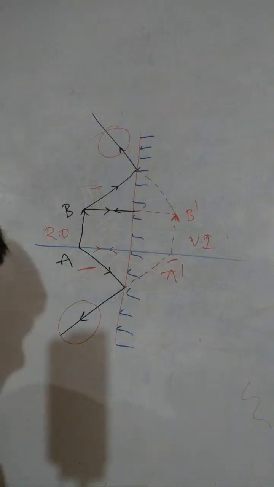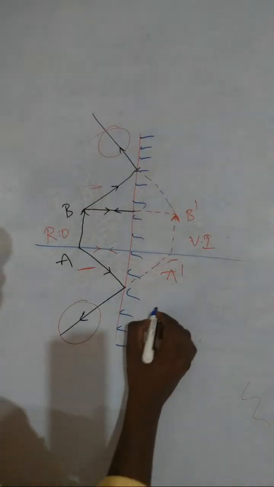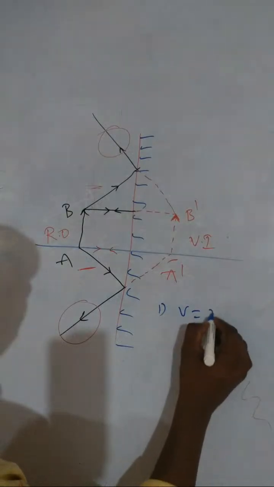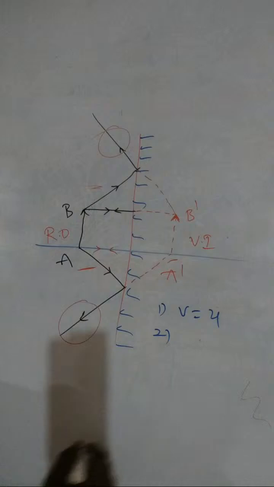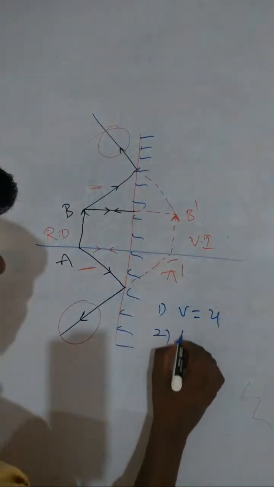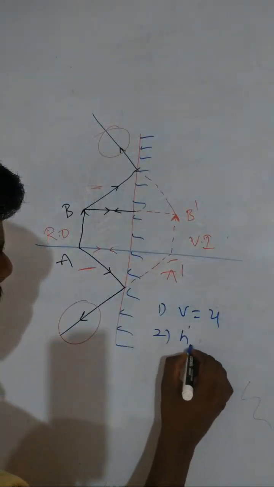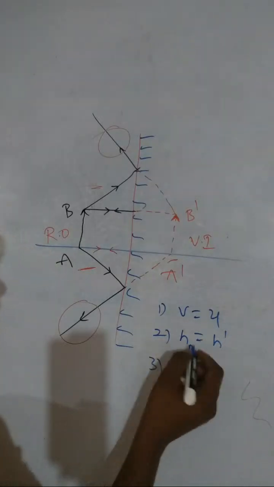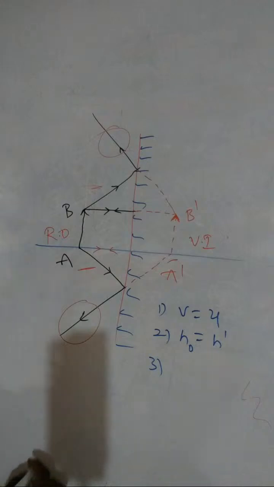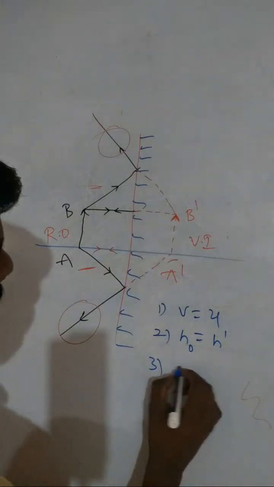By seeing this, we can conclude that the object distance is equal to the image distance. Object distance is equal to image distance, and the height of the object is equal to the height of the image. Height of the object is equal to height of the image, and it also shows lateral inversion.